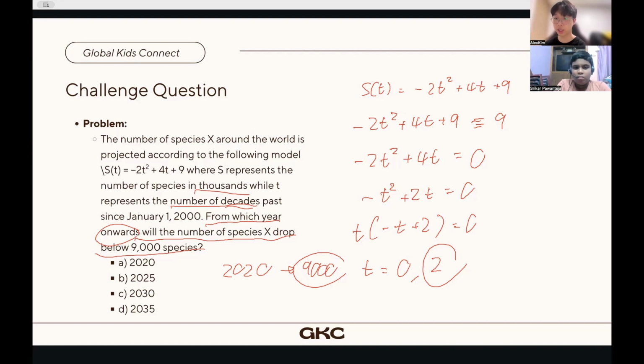Onwards meaning after. So what year after will this population be below 9,000? We know that exactly at 2020, it will be 9,000, and from 2020 onwards, it will be below 9,000. And so our answer will be choice A.